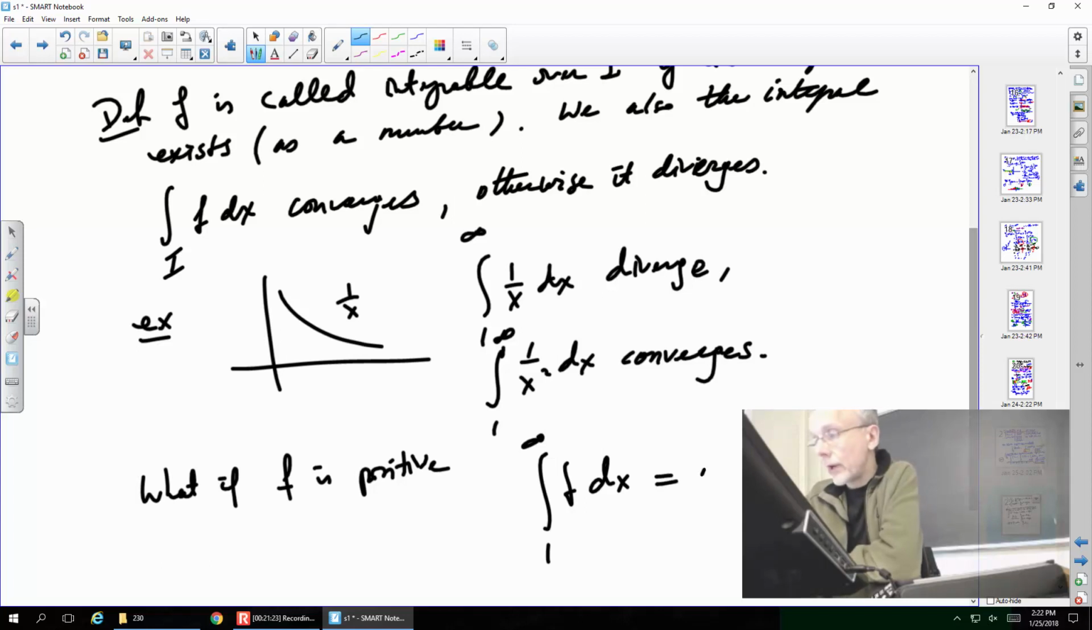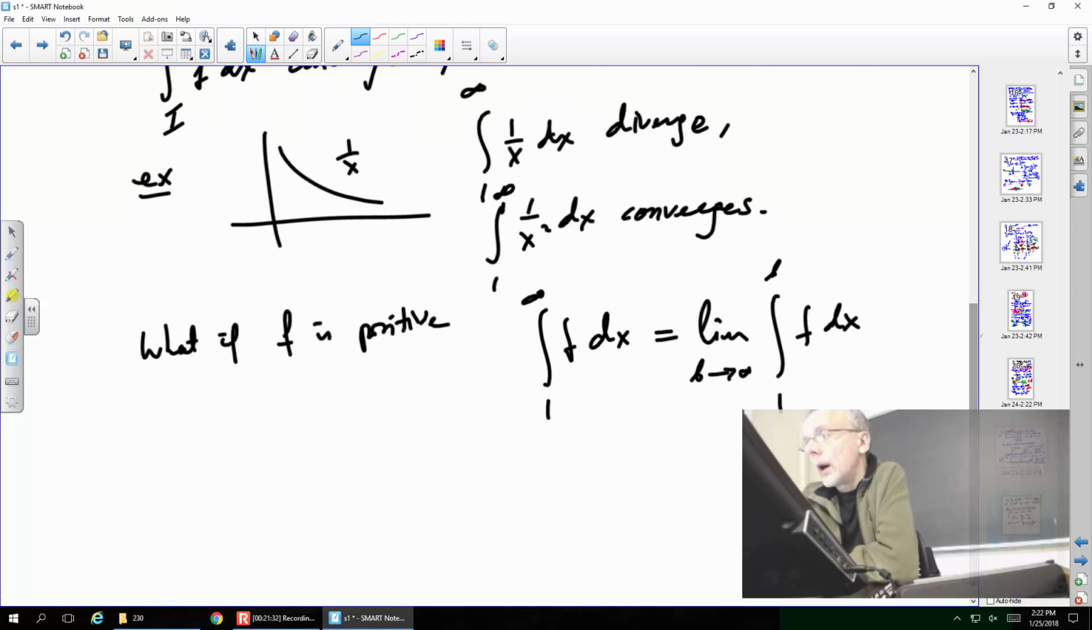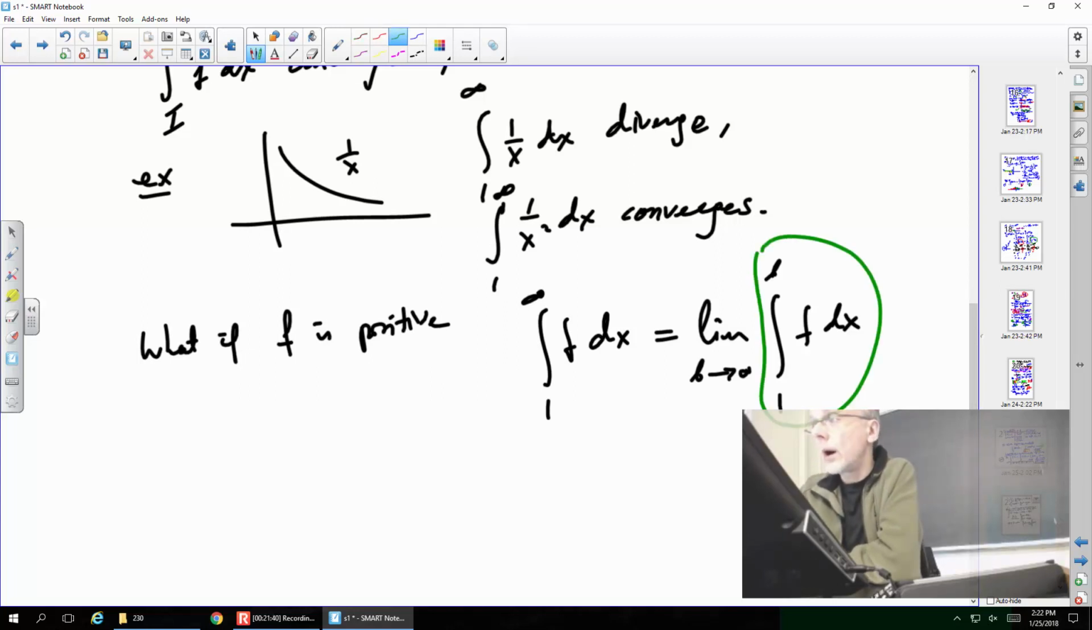Okay, so let me write out the definition as we did. b goes to infinity, integral from 1 to b of f dx. So once again, we replaced the improper integral with a proper integral. And now I'm asking, what do you remember from calculus 1 about integrals of functions that are positive? If the function is positive, what can you say about its integral? The integral is positive, yes, but there is more to it.